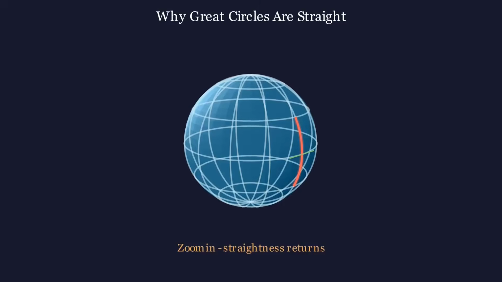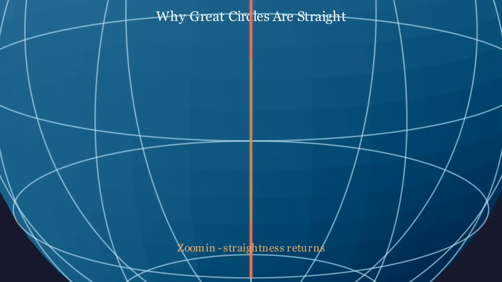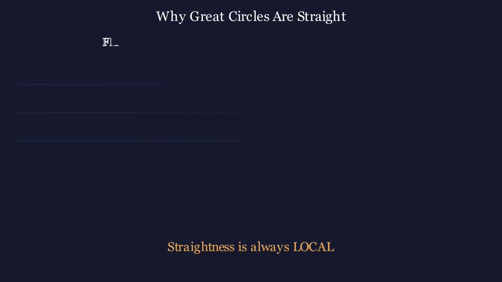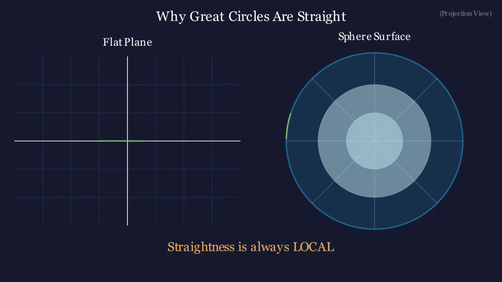Here is the deep insight. Place a flat plane beside the sphere. Draw a short, straight arrow on the plane, and a matching short arc on the sphere. At this scale, they are locally identical. You cannot tell them apart. The difference only shows up when you pull back and see the full picture. Local geometry is universal. Global geometry reveals the truth.